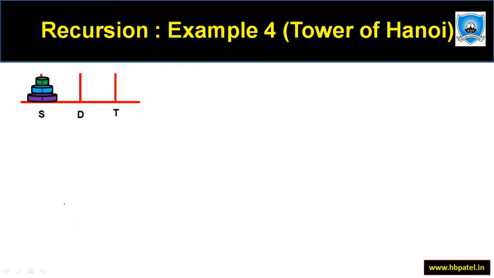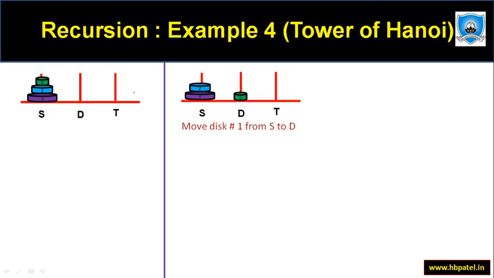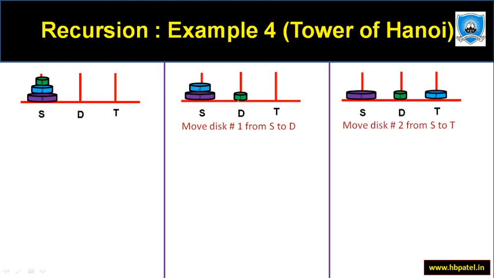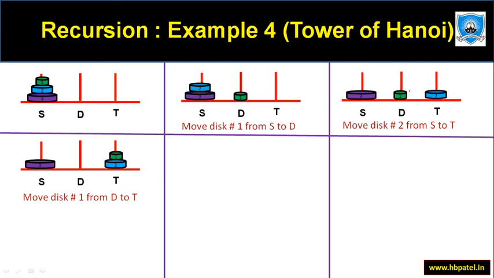Now let us see one by one. The temporary pole we will use for the sake of intermediate operation. So first I am transferring the green one, the smallest one, into the destination pole. Then I am transferring the blue one into the temporary pole. Then after this I am transferring green on the top of the blue one. So this is the situation.